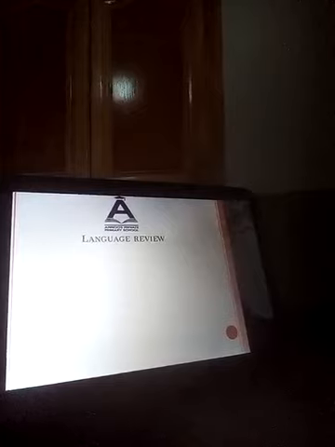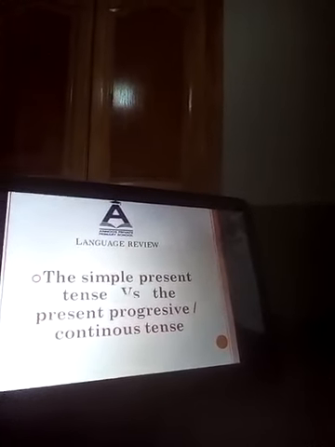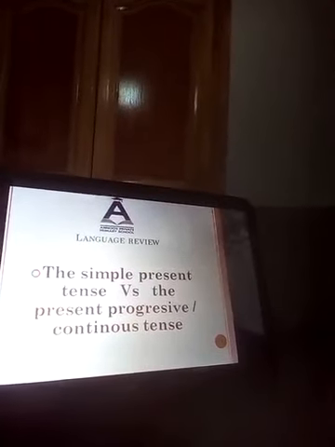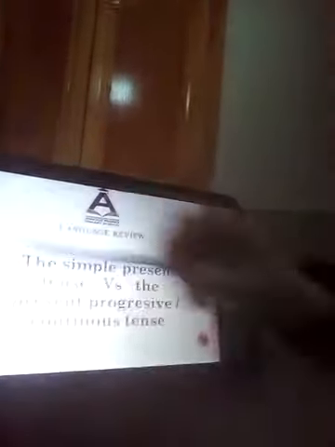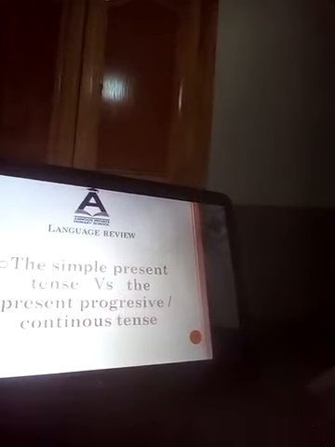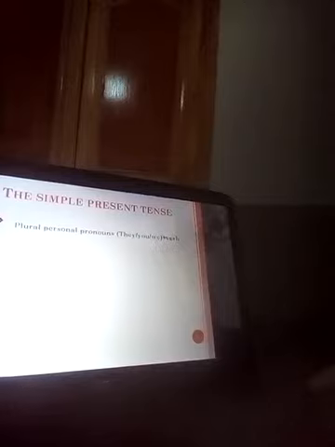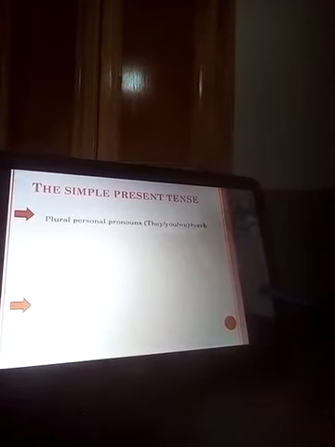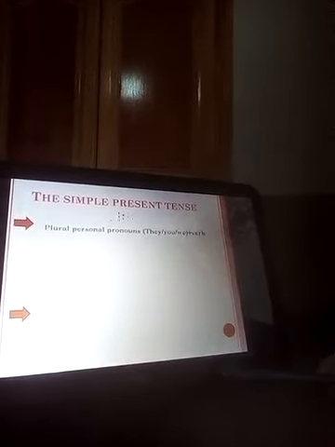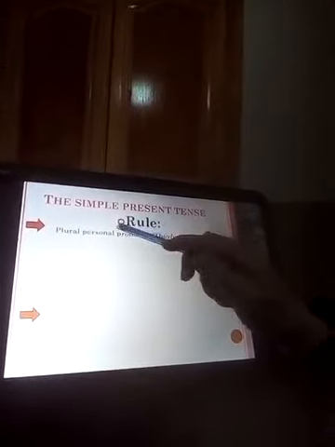Okay, so let's start. Today's lesson is about language. It's going to be about the simple present tense and the present progressive or the present continuous tense. Okay, so let's start first with the simple present tense. We're going to study the rule. How do we use the simple present tense? How do we use this tense?